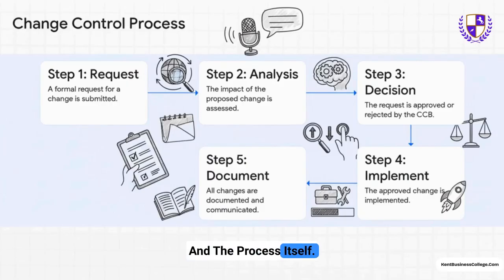And the process itself? It's really just common sense when you lay it out. It all starts with step 1, a formal request gets submitted. Can't do anything without that. Then you move to step 2, and this is so important. You perform an impact analysis. What's the ripple effect going to be? Step 3 is decision time. Is it a go or a no-go? If it gets approved, you head to step 4, and you actually do the thing. And finally, and please don't ever skip this one, step 5 is to document and communicate absolutely everything. That way, every single step is clear and you can trace it all back.